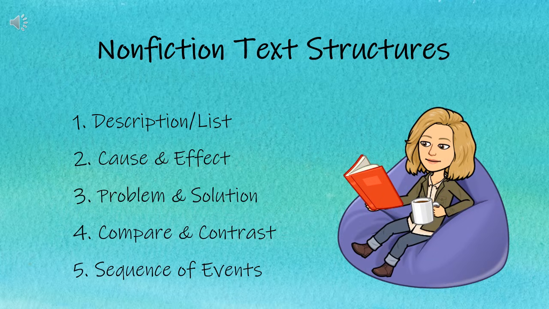There are 5 different types of nonfiction text structures: description list, cause and effect, problem and solution, compare and contrast, and sequence of events.